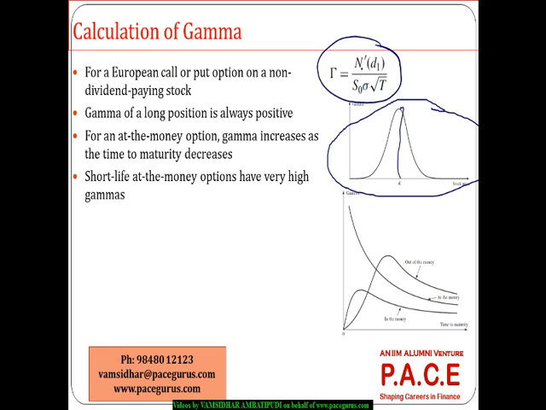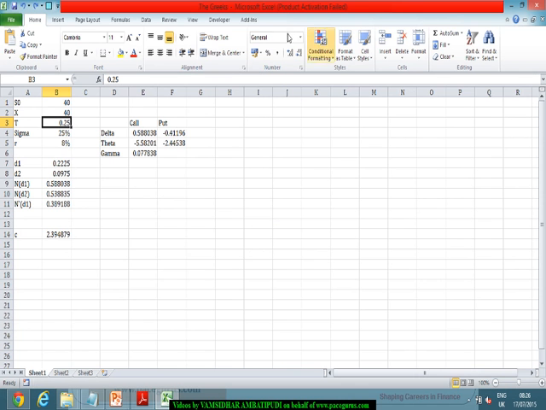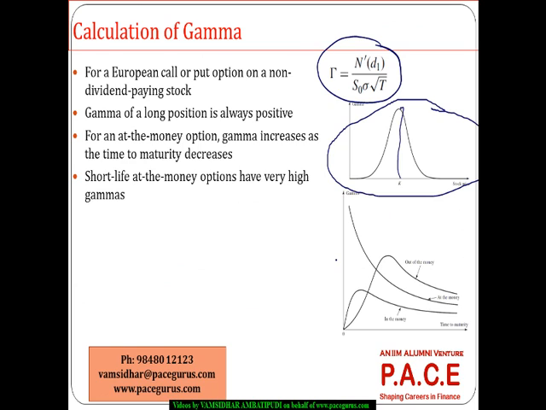And one thing, the gamma is the same both for a call option as well as for a put option. There is no difference in the gamma for call as well as a put. The only difference is for a long position it is positive, for a short position it is negative.